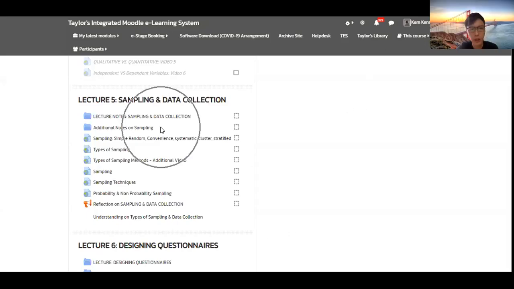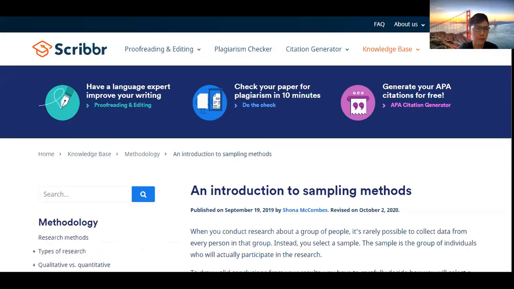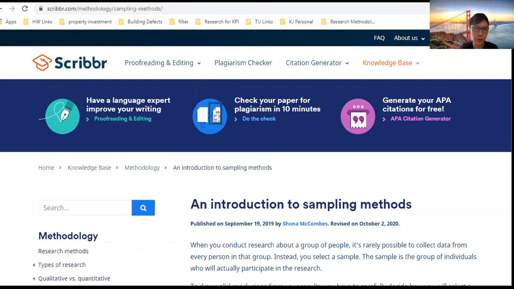Okay, so today we will talk about what is sampling and data collections, and let's have a look at what sampling and data collections are. Okay, so ready everyone? Are you guys ready? Okay, cool. So sampling and data collections, please refer to this website if you want to.